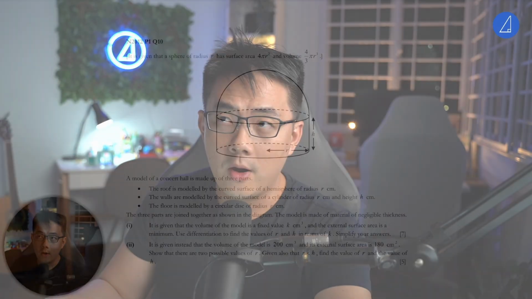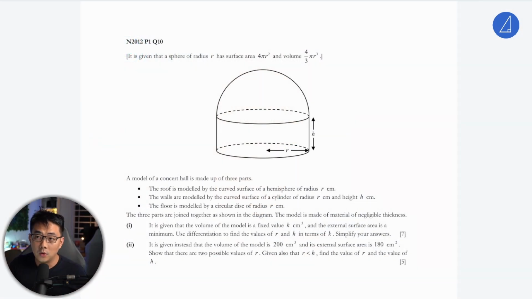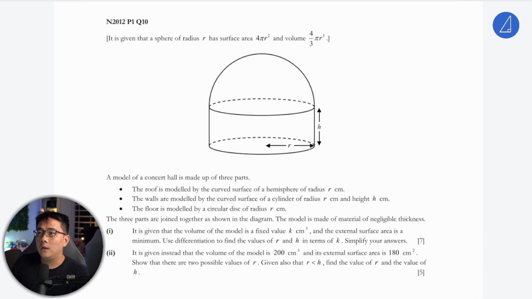Hi students, let's look at this question which was taken from 2012, paper 1, question 10 of the H2 Math A-level paper. So it's given that the sphere of radius r has a surface area of 4 pi r square and volume is this formula here.